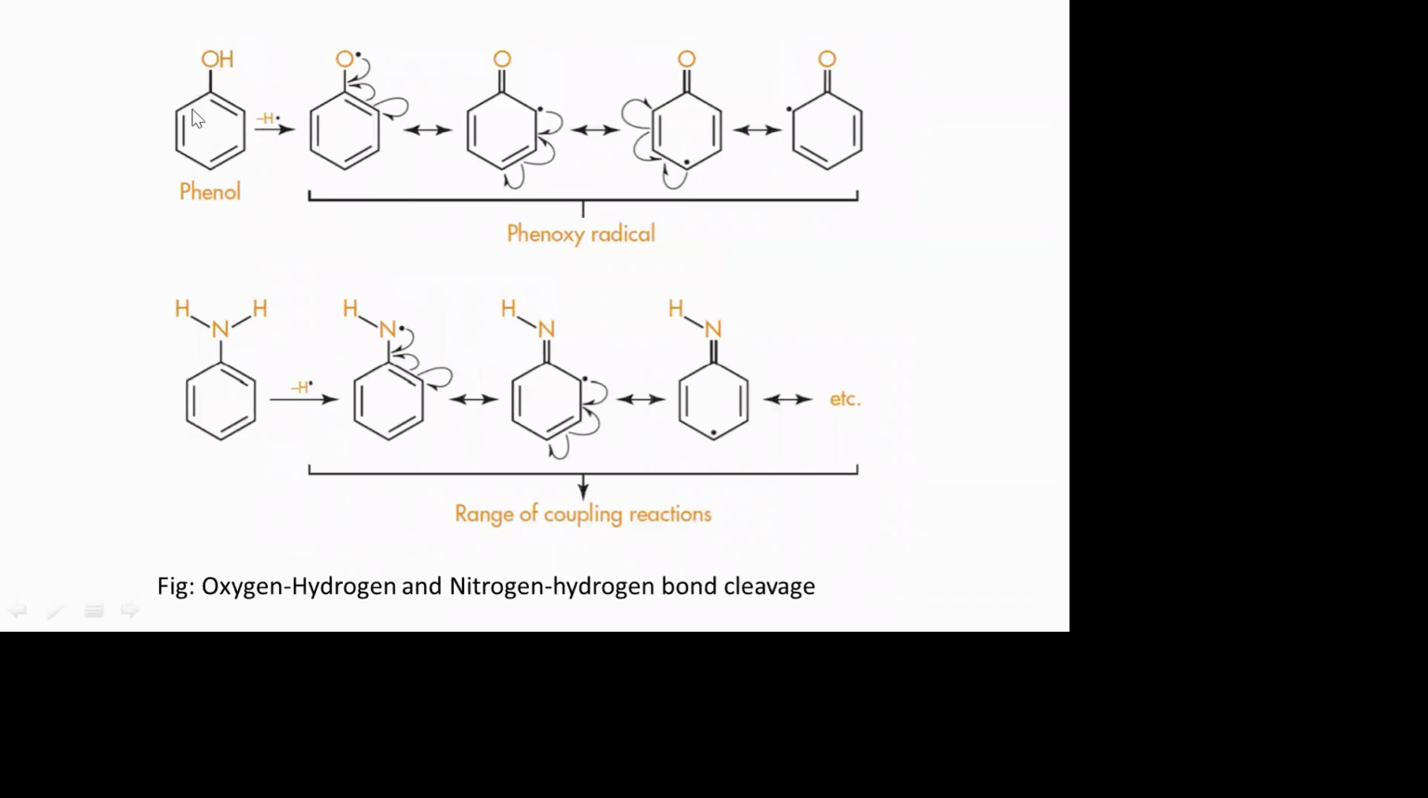Similarly, phenols, as I mentioned earlier, are also very prone to auto-oxidation because the O-H bond of the phenol is very likely to break to form radicals. For example, with this O-H bond, a phenoxy radical will form, giving this hydrogen radical also. And this amine, this N-H bond, is also very prone to form free radicals. So oxygen-hydrogen and nitrogen-hydrogen bonds are cleaved to give the free radicals.